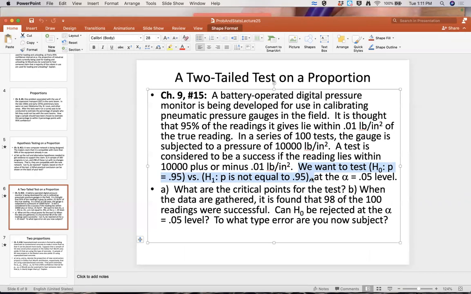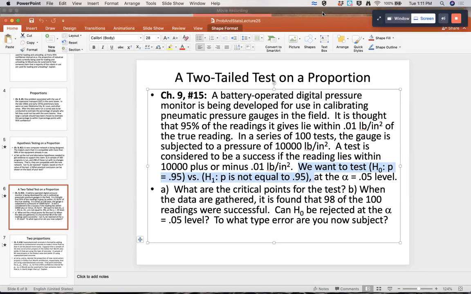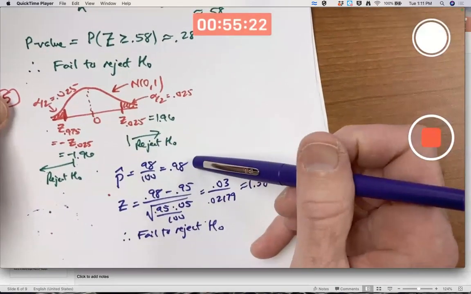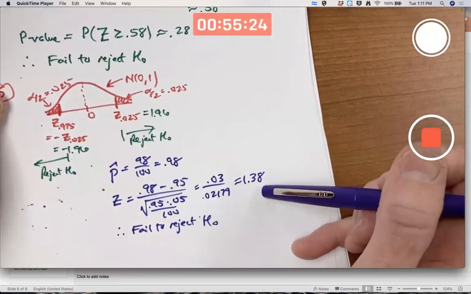Because we fail to reject the null, we're subject to a type 2 error. Maybe it really has changed, but we haven't rejected the null. Is that good or bad? I don't know. I have to think about if you were maybe a company manufacturing these gauges. If we had gotten 0.92 there and gotten negative 1.38, we also would have failed to reject the null.